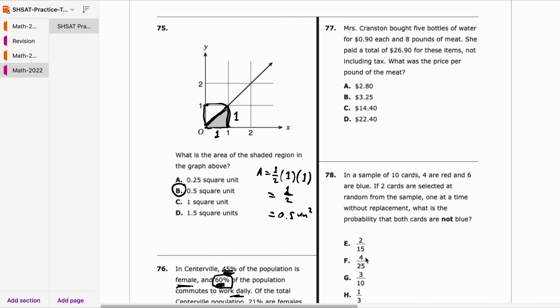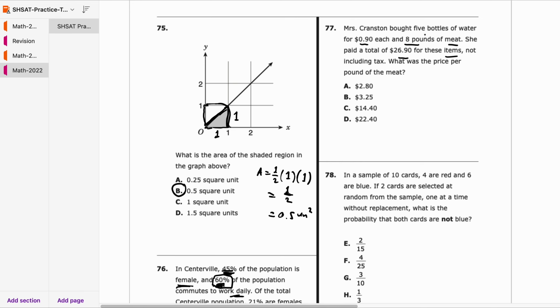So we're on question 77. Miss Cranston bought 5 bottles of water for 90 cents each and 8 pounds of meat. She paid a total of $26.90 for these items, not including tax. What was the price per pound of the meat?